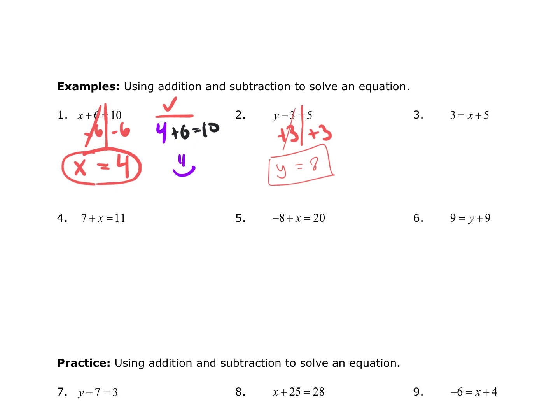You can kind of check this in your head too. Go back to the original, y minus 3. Does 8 minus 3 equal 5? Yeah, it does. In number 3, I have 3 equals x plus 5.